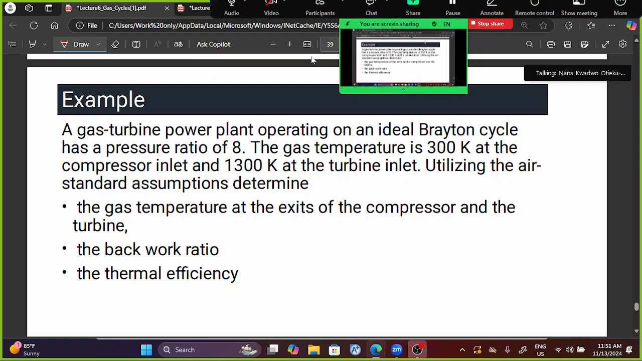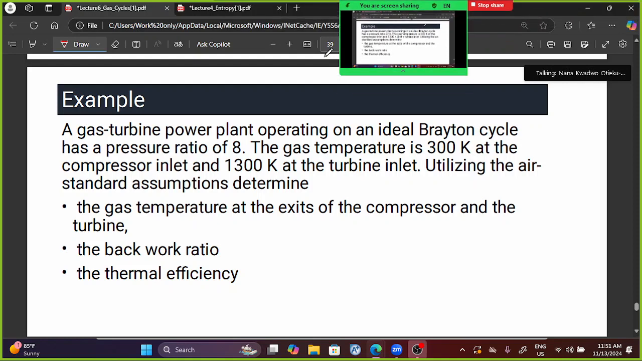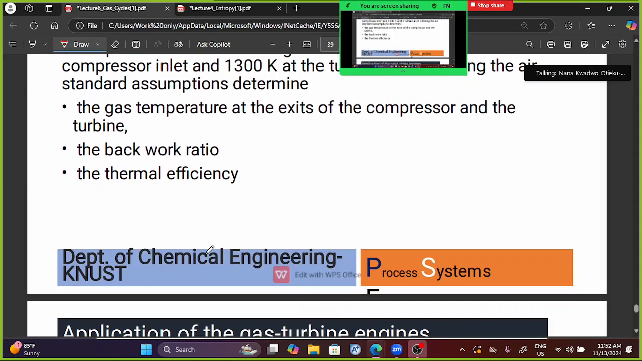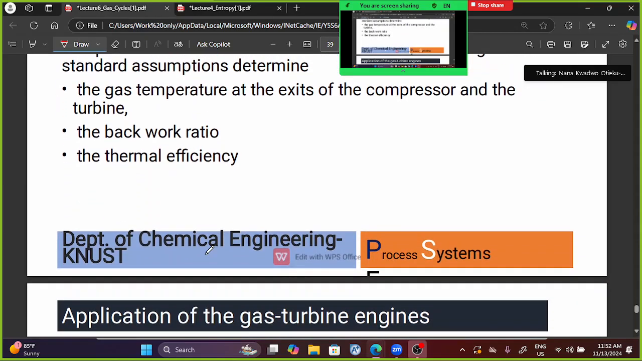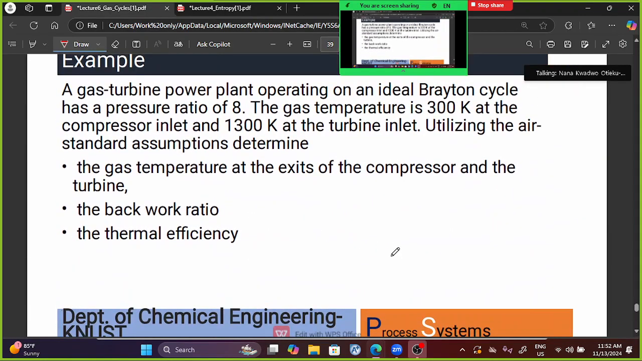So the question says that we have a gas turbine power plant operating on an ideal Brayton cycle, and it has a pressure ratio of 8. The gas temperature is 300 Kelvin at the compressor inlet and 1300 Kelvin at the turbine inlet. Utilizing the air standard assumptions, we should determine the gas temperature at the exit of the compressor and the turbine, and then the back work ratio, and then the thermal efficiency. So let's first start with a diagram.